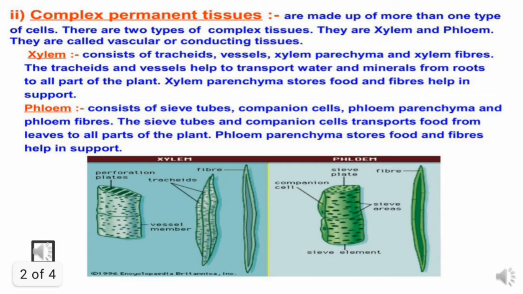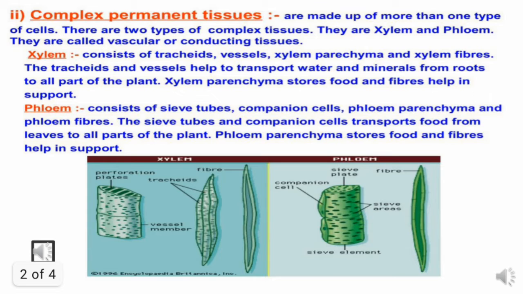It consists of tracheids, vessels, xylem parenchyma and xylem fibers. The tracheids and vessels help to transport water and minerals from roots to all parts of the plant. Xylem parenchyma stores food and fibers help in support. So what are the functions? There are basically two main functions: they store food, and the fibers help in support.